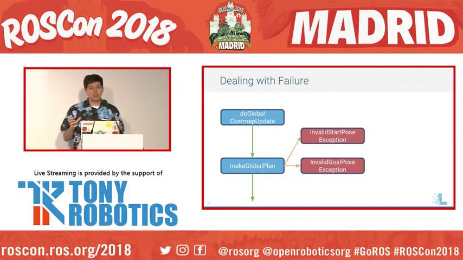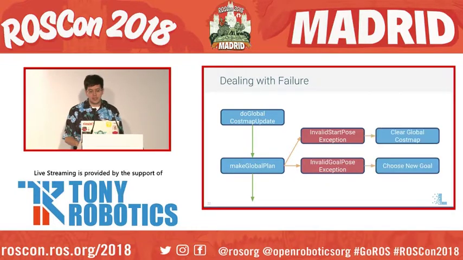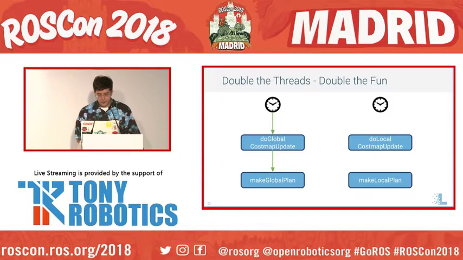And now you can catch that exception and cause different behaviors to happen depending on the type. So if the start pose is invalid, maybe you want to clear the cost map and try again. If the goal pose causes a problem, then maybe you want to choose a new goal and react in that way. And so this is just an example. You are allowed to extend this class and change these mappings to fit your particular context.